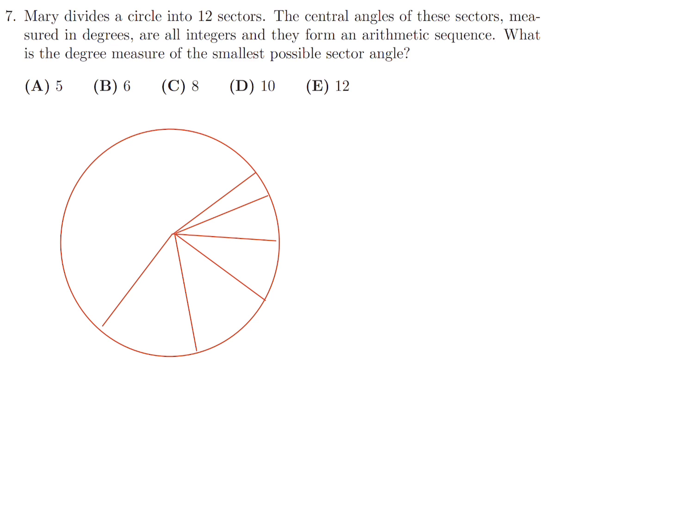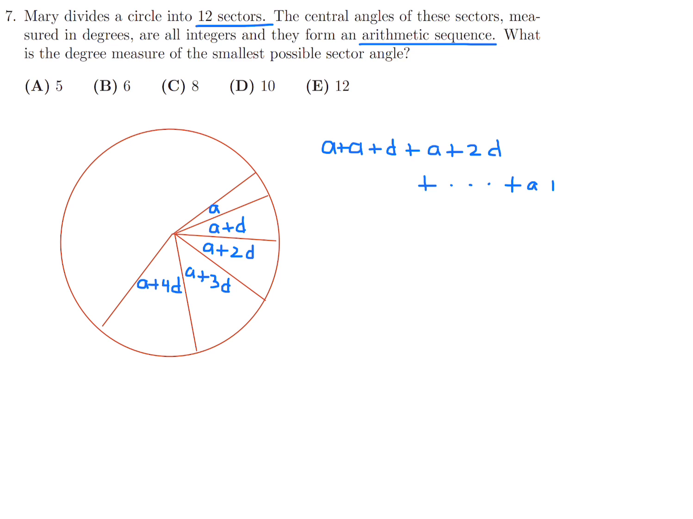They're getting bigger. And if you label them, it'll be A plus D, A plus 2D, A plus 3D, A plus 4D, and so on. You get the idea. It's an arithmetic sequence, and that is what an arithmetic sequence looks like. But there's 12 of them. So we've got A plus D, A plus 2D, all the way up until A plus 11D. That's the 12th angle. And all of these angles, when you add them up, would equal 360. That's the sum of all the angles if you were to draw them in a circle like this.